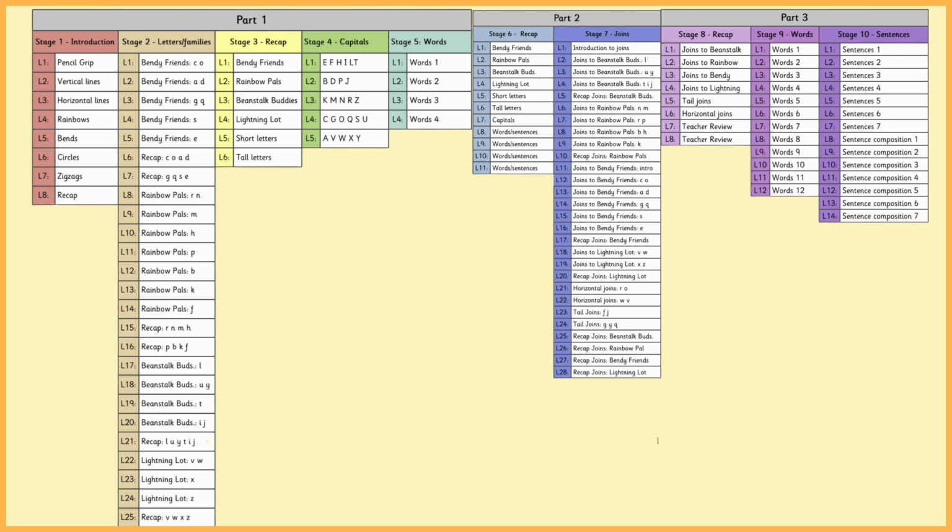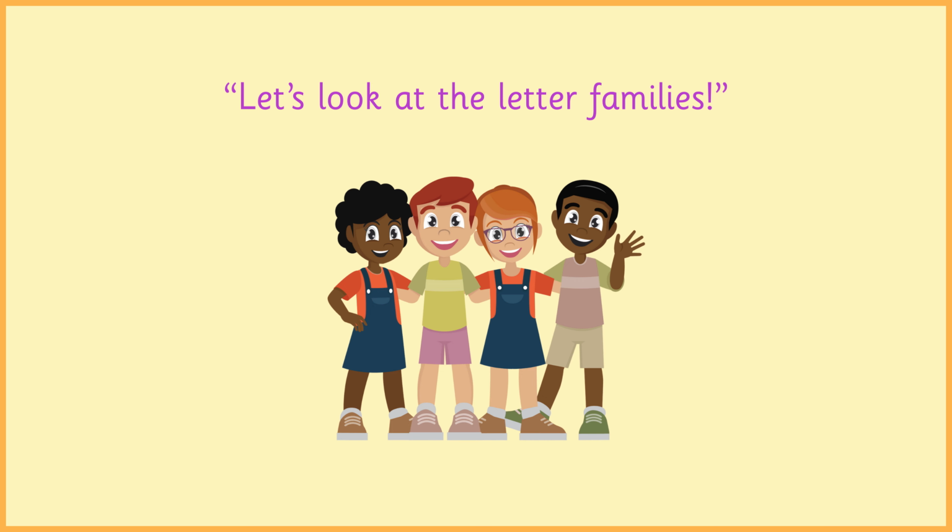And this is how the progression looks stage by stage within the 3 parts, if your school would benefit from a bit more flexibility. In both pathways, the progression builds gradually, with each stage carefully layered upon prior knowledge and skills. Pupils are given regular opportunities to revisit and consolidate learning so that handwriting becomes secure and embedded. So let's look at the letter families.